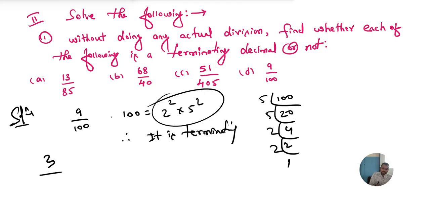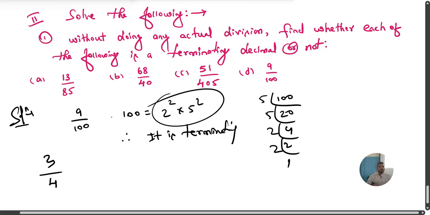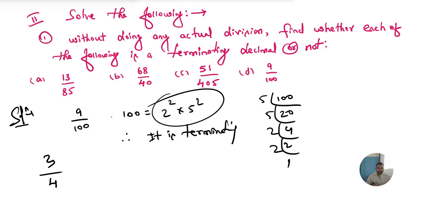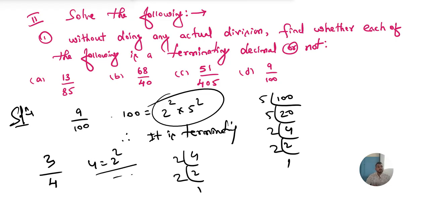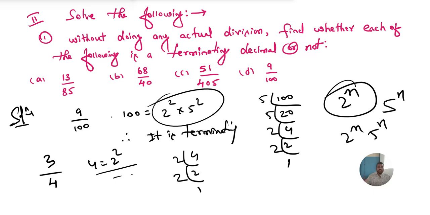3 by 4. Is it terminating or non-terminating? What is 4? 2 2s are 4, 2 1s are 2. So 4 can be written as 2 square. It is terminating decimal. What did I say? If only 2 power m comes, it is still terminating. If only 5 power n comes, still terminating. If 2 power m and 5 power n both come, still terminating. If any other number comes after 2 and 5, it is non-terminating. Nothing else should come apart from 2 and 5.